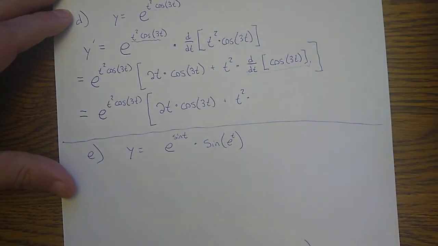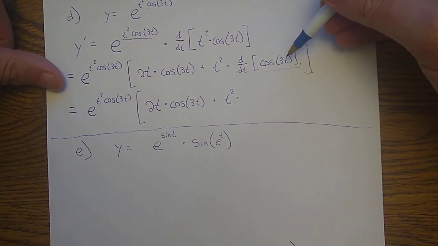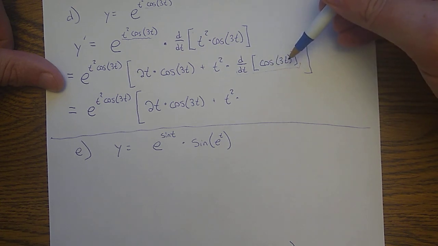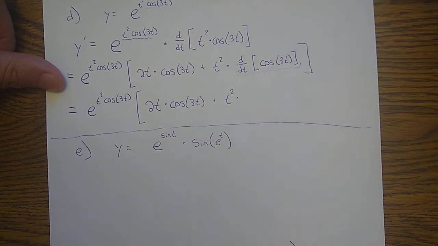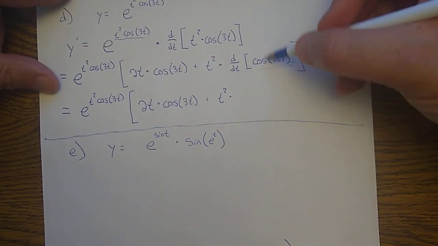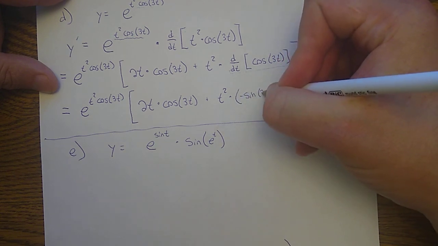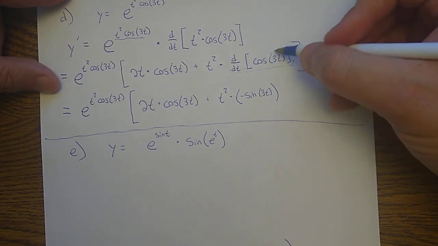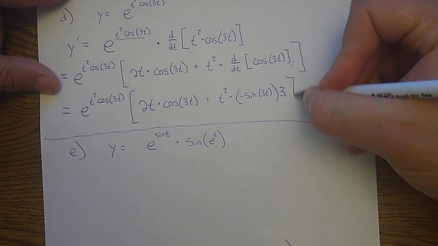Okay, now here's where I have to think. I don't really have to think that hard. This is just a simple chain rule. The outside function is cosine, the inside function is 3t. So the derivative of cosine is negative sine. So I'll do negative sine of 3t, and then I have to multiply by the derivative of 3t, which is just 3.